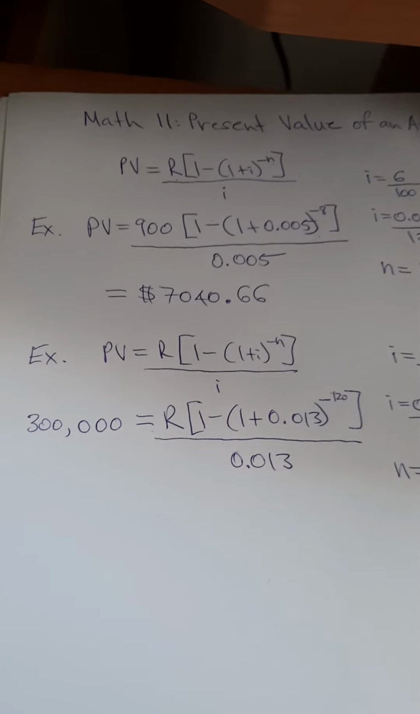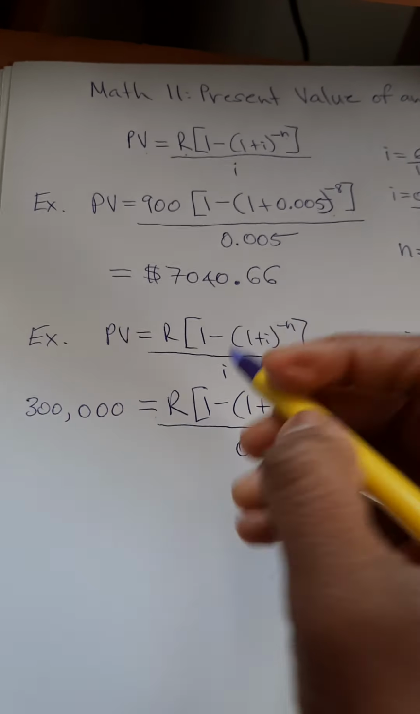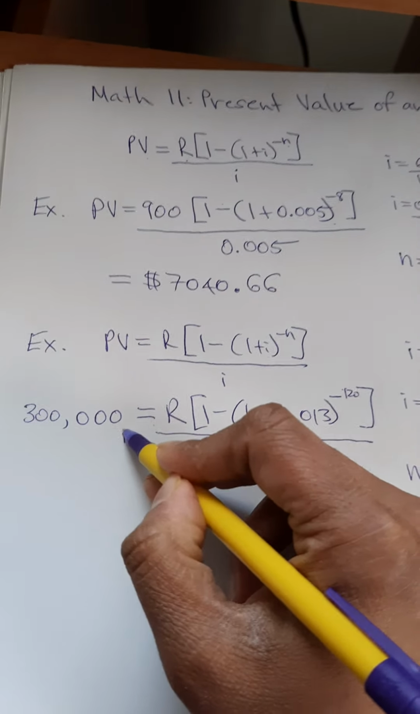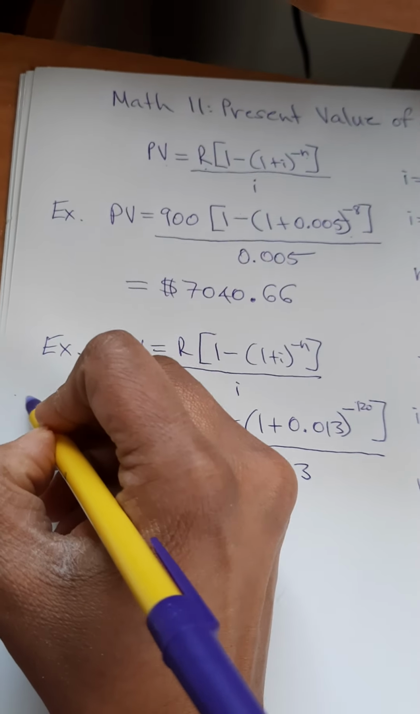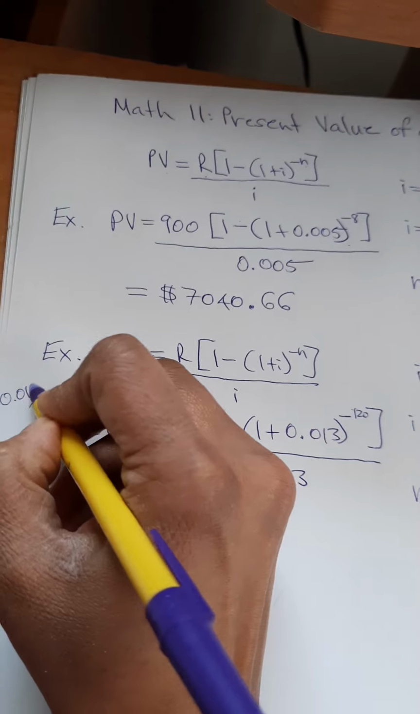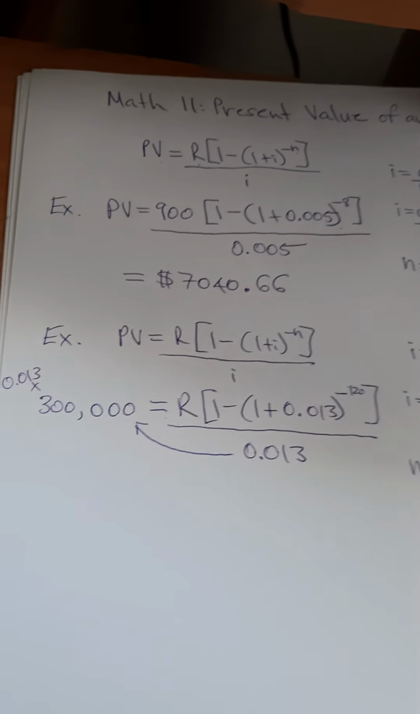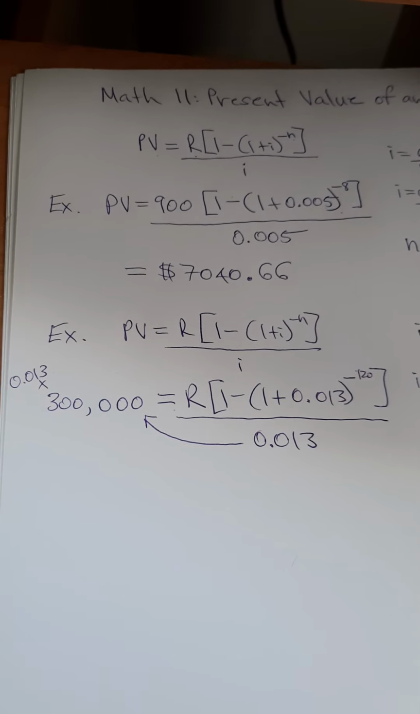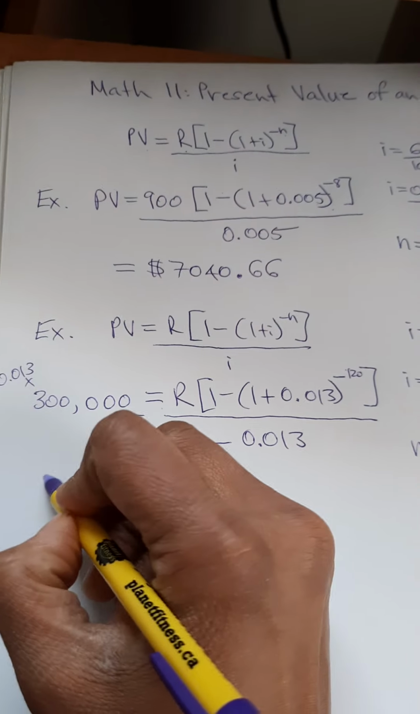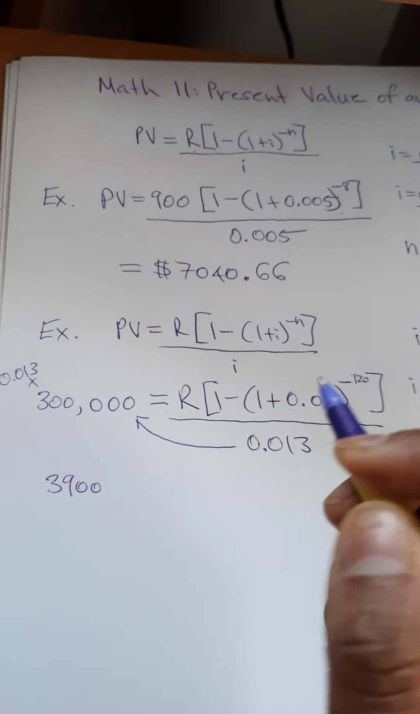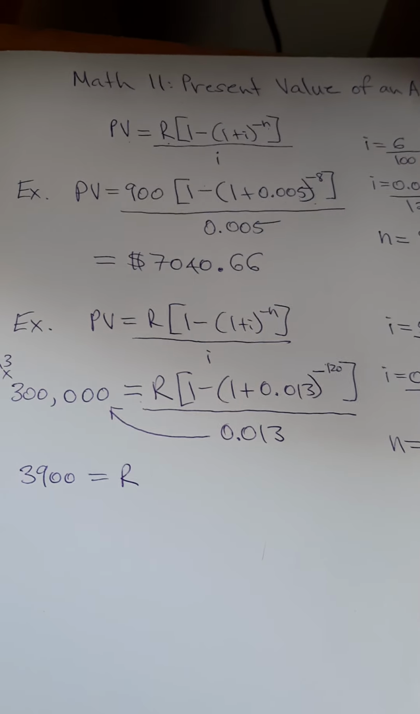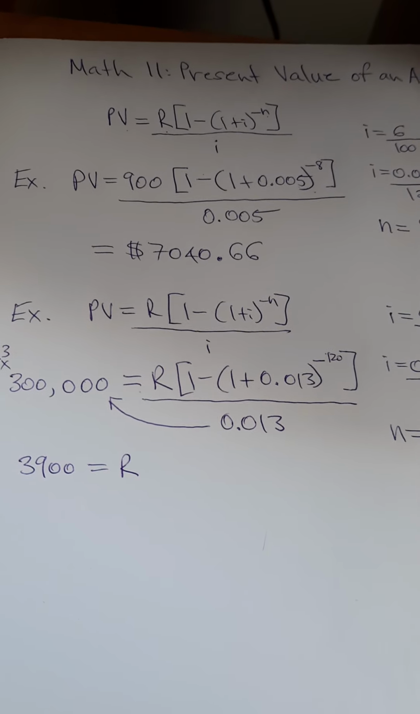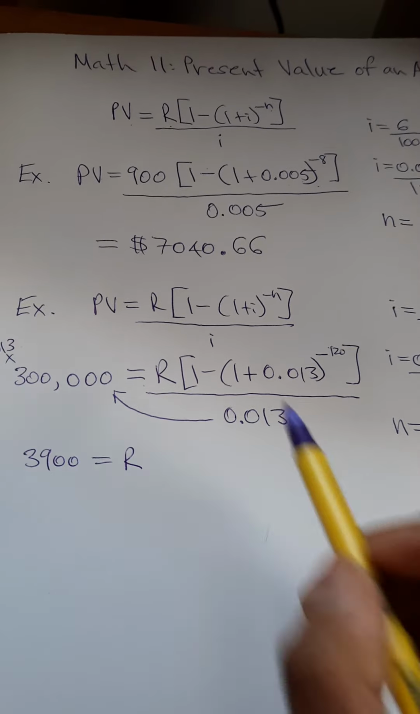It looks a little bit complicated, but it's really not. What we're going to do is just move the 0.013 to the other side. So let's just times it here, and put that in your calculator. Okay, and we're getting 3,900 equals R.